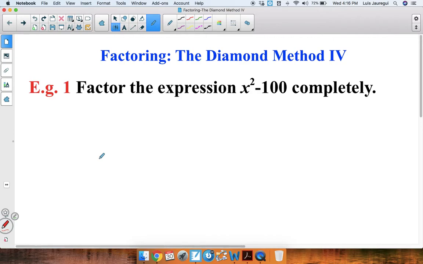Welcome to this video on factoring, where we are going to use the diamond method part 4. Let's take a look at our first example. Factor the expression x squared minus 100 completely.